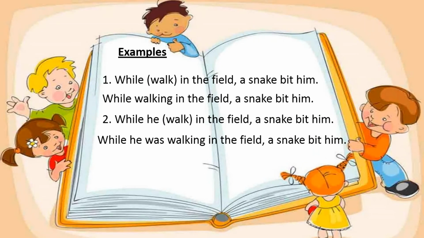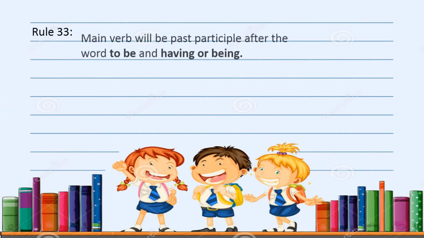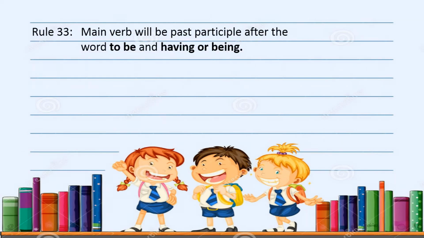So if we find a verb just after while, we can add ing with the verb. But if we find a subject after while, then the sentence will be past continuous tense. Okay, so next rule. The main verb will be past participle after the words to be and having or being.